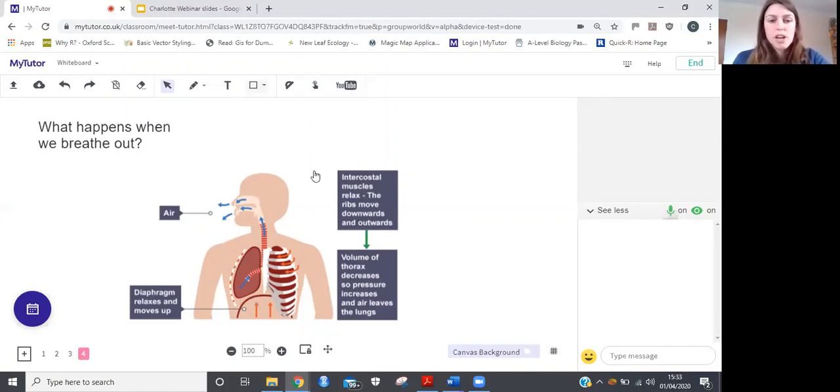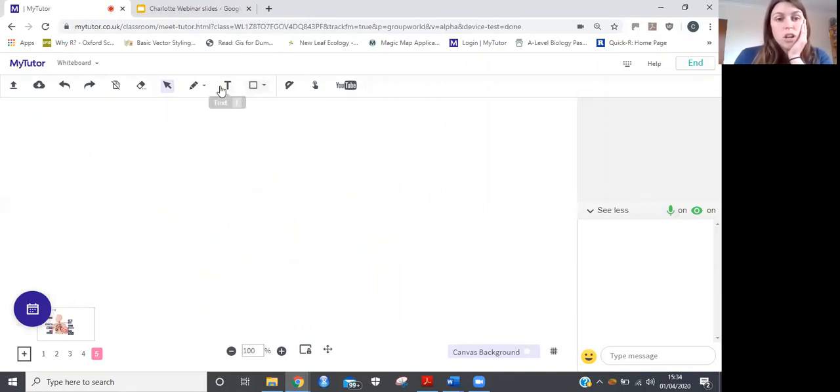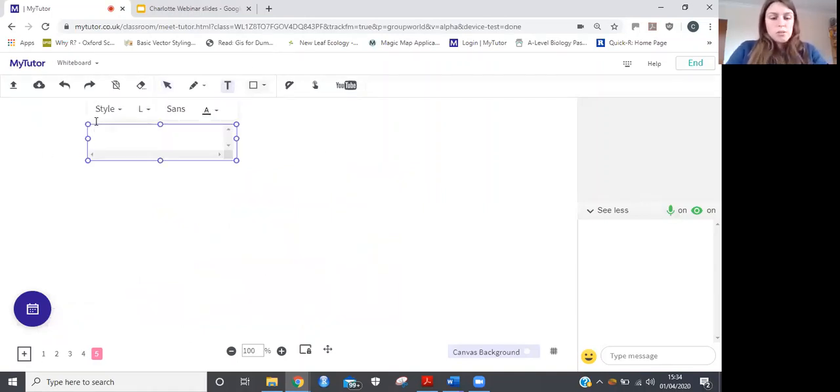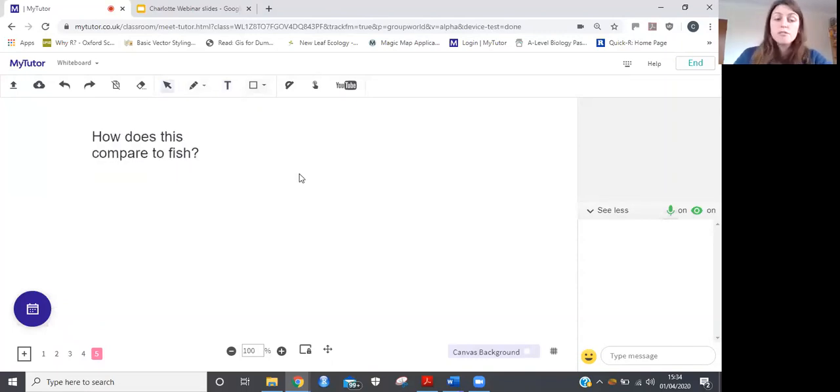Okay, so that's what happens in humans. But how does this compare to fish? So this is another part of the specification. You need to be able to compare the human system to fish. Well, fish don't have lungs, so they don't have alveoli, but what they do have instead are gills.